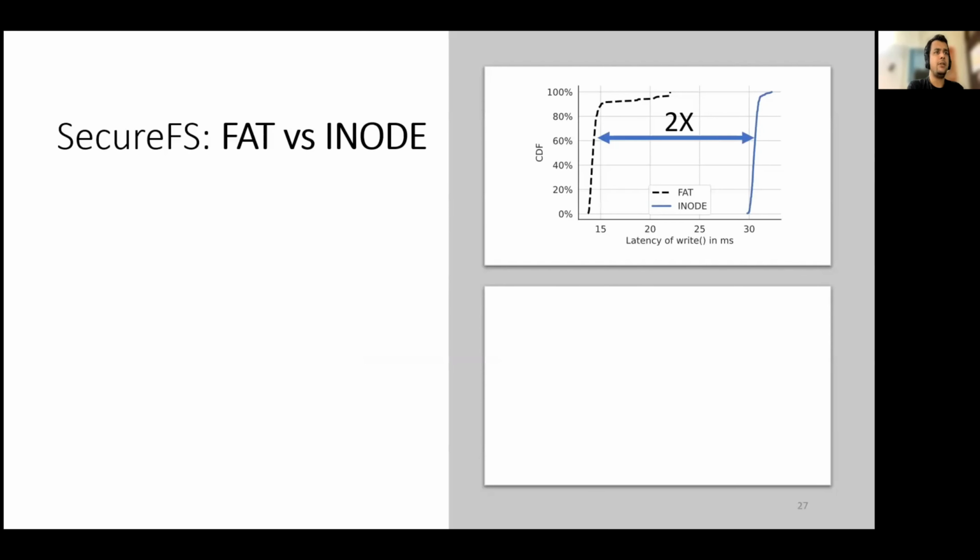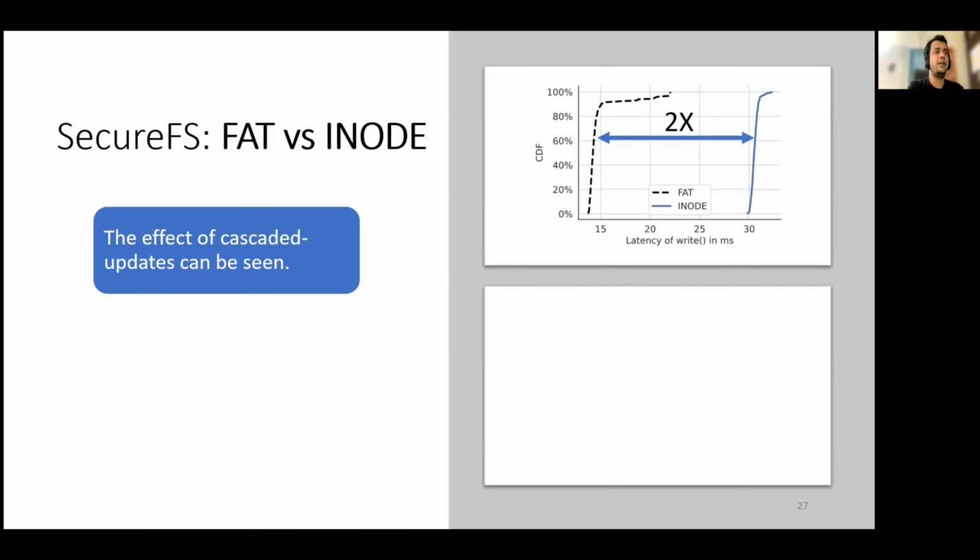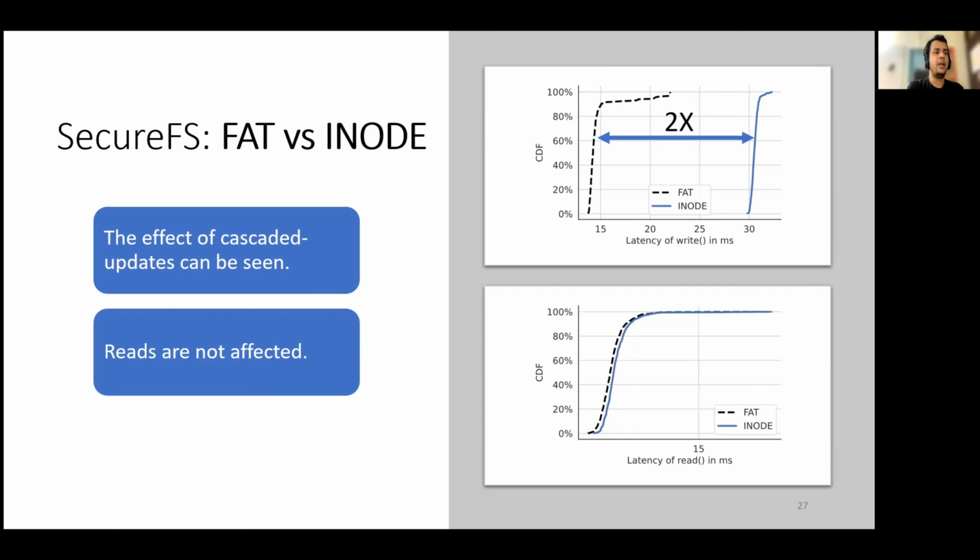As can be seen, for a write operation, the inode-based file system has a 2 times higher latency than the FAT-based file system. This is due to the cascade effect. The read operations have the same latencies, as there is no update operation and the access is sequential.